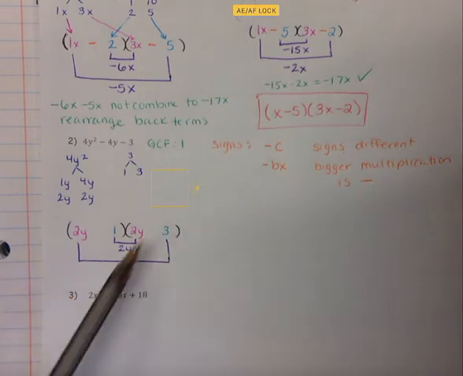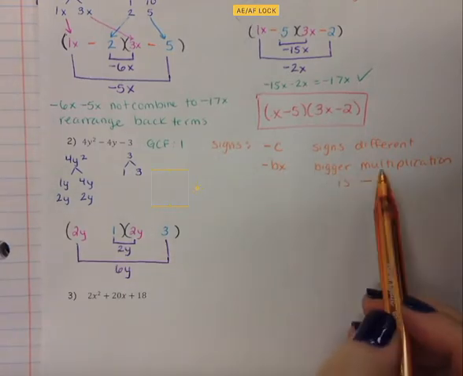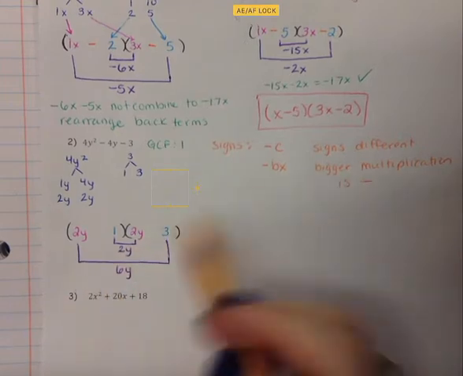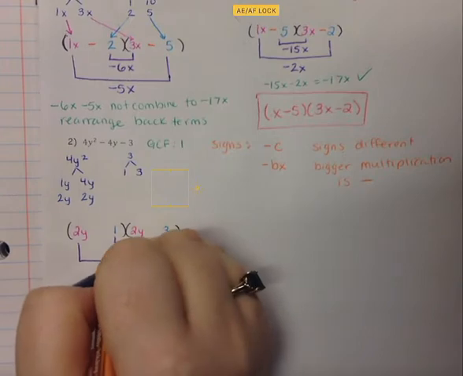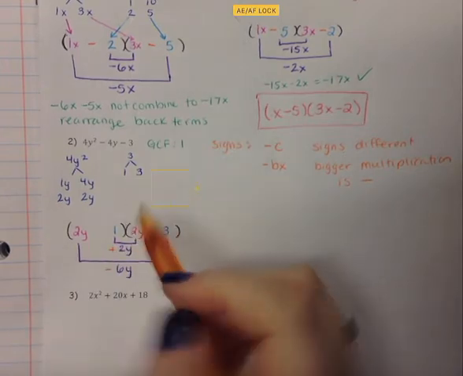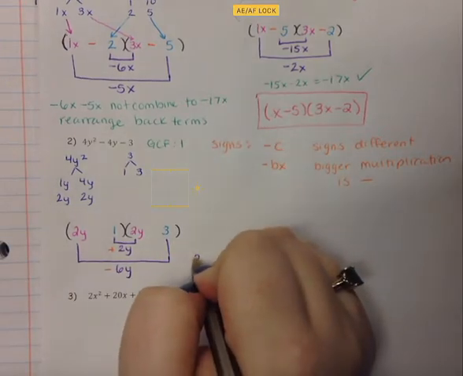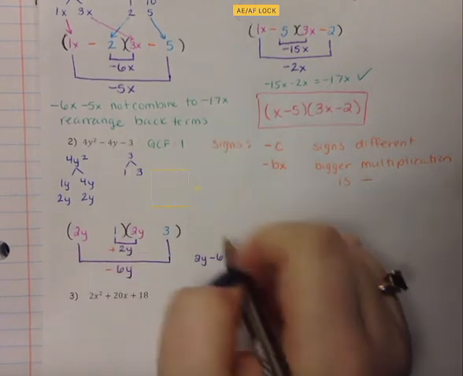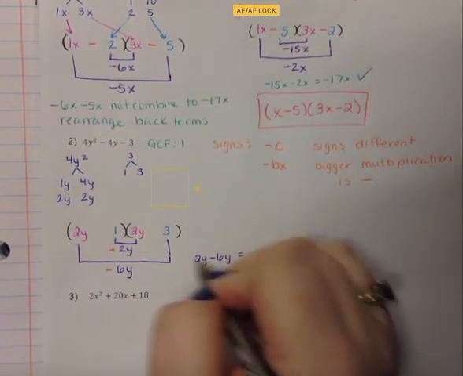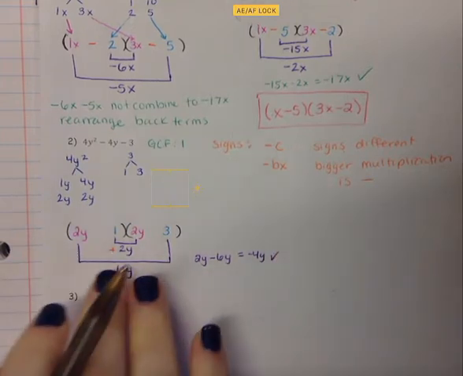Now, I want to go ahead and put the correct sign where it goes, just to see if it will work. So the bigger multiplication of this should be the negative. So the 6 is bigger than the 2, so the 6 should be the negative one, and the 2 should be a positive. So now we just figure out, do these combine correctly? Is 2y minus 6y equal to negative 4y? 2 minus 6 is negative 4, so this is correct. That means that this guess was actually correct.